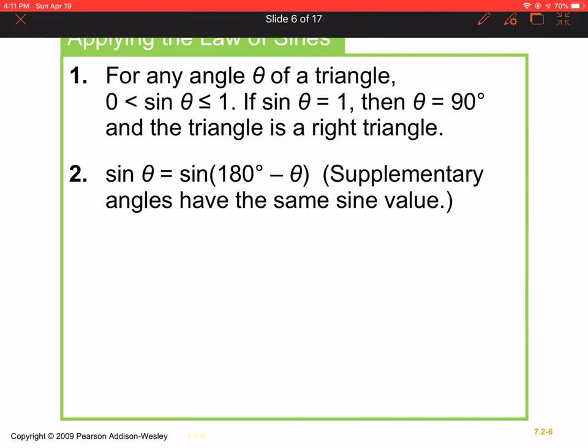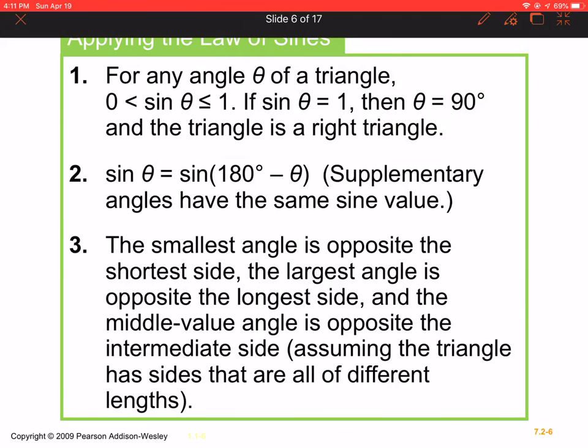So let's look at applying the law of sines here. For any angle theta in a triangle, we know that sine has to be between 0 and 1. We know that sine actually is between -1 and 1, but we're going to look at only the case when it is between 0 and 1. If it is exactly 1, don't forget, we know that that's a 90-degree angle, because the sine of 90 degrees is 1. That's a right triangle.